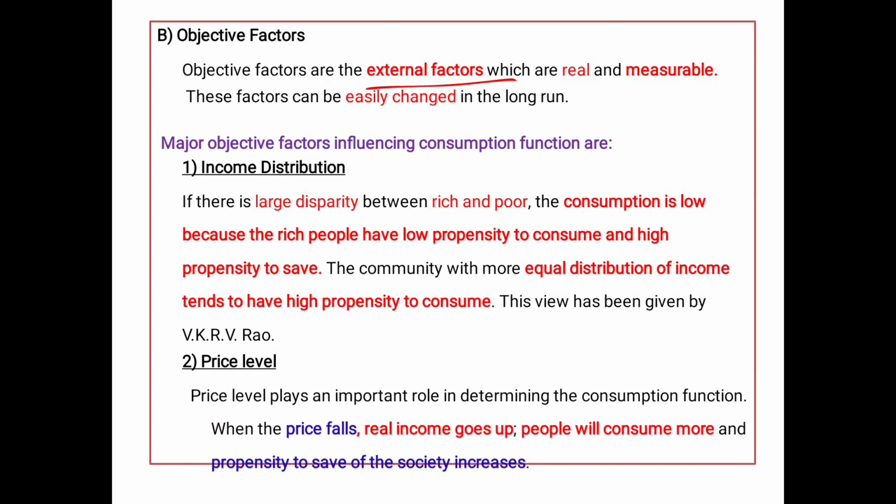Next is price level. Price plays a very important role, because price determines the consumption function. So people will try to move if the prices are more for a particular commodity. That is, they go for alternatives.